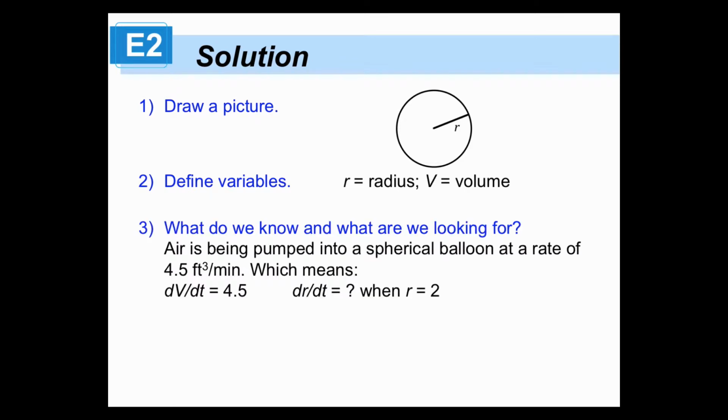Step 3. What do we know and what are we looking for? Okay, I know that the change in the volume is 4.5, because you're told that in the problem. What I'm looking for is what's the change in the radius when r equals 2. This r equals 2 represents our snapshot in time, but that comes later.